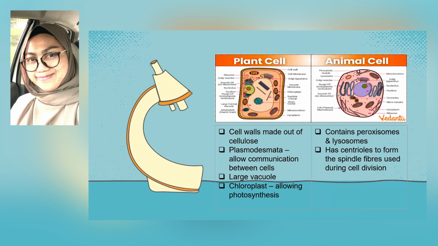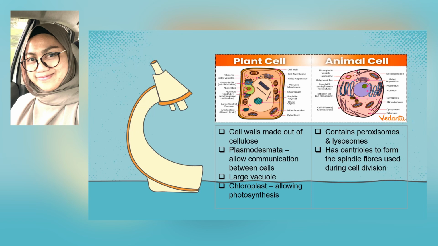So this is the difference between plant cell and animal cell in eukaryotic cells. The plant cell has cell walls made of cellulose. It also has plasmodesmata, which allow communication between cells. It has a large central vacuole, and chloroplasts to allow photosynthesis.